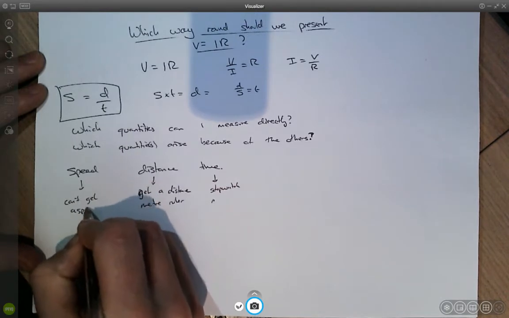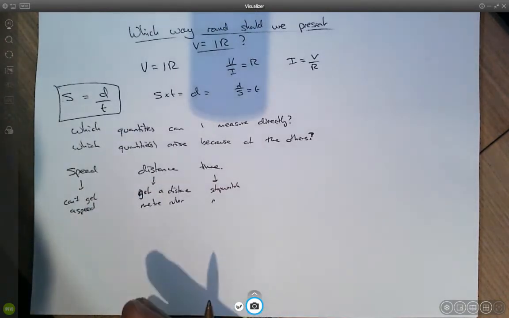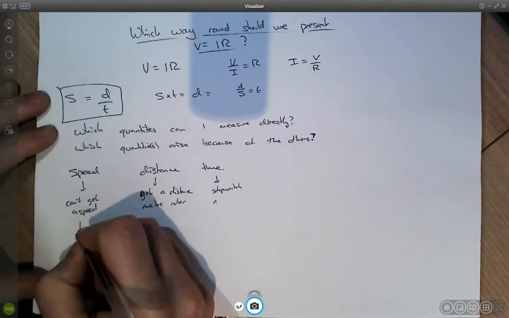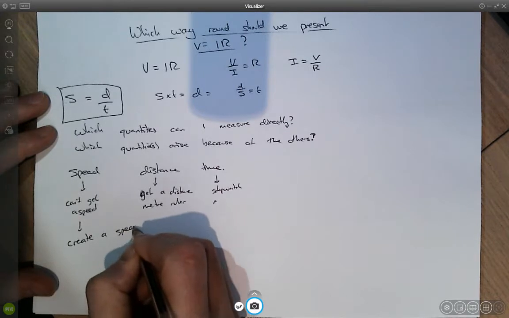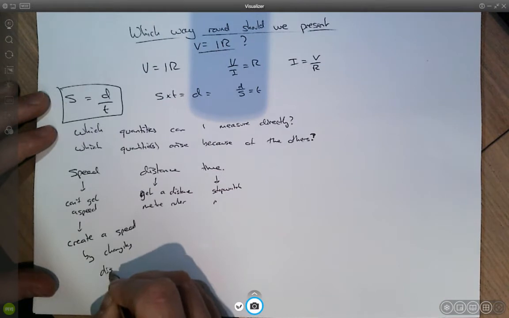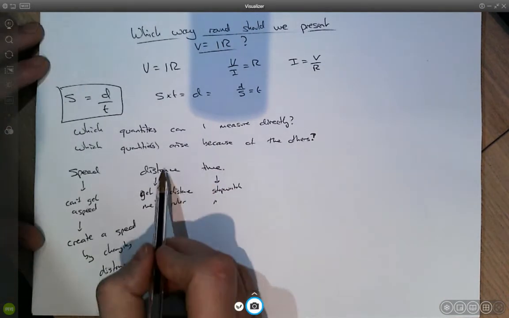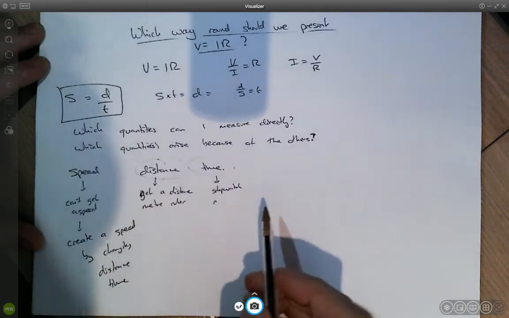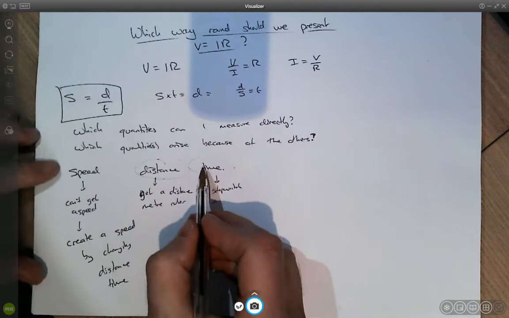Right, you can't say, oh, dear Mr. and Mrs. Technician, can you please give me a speed? But what can you do? You can create a speed by changing the distance or the time. So we can directly measure distance and time with a meter or a stopwatch, and we can create a speed which we can then calculate based on these two.